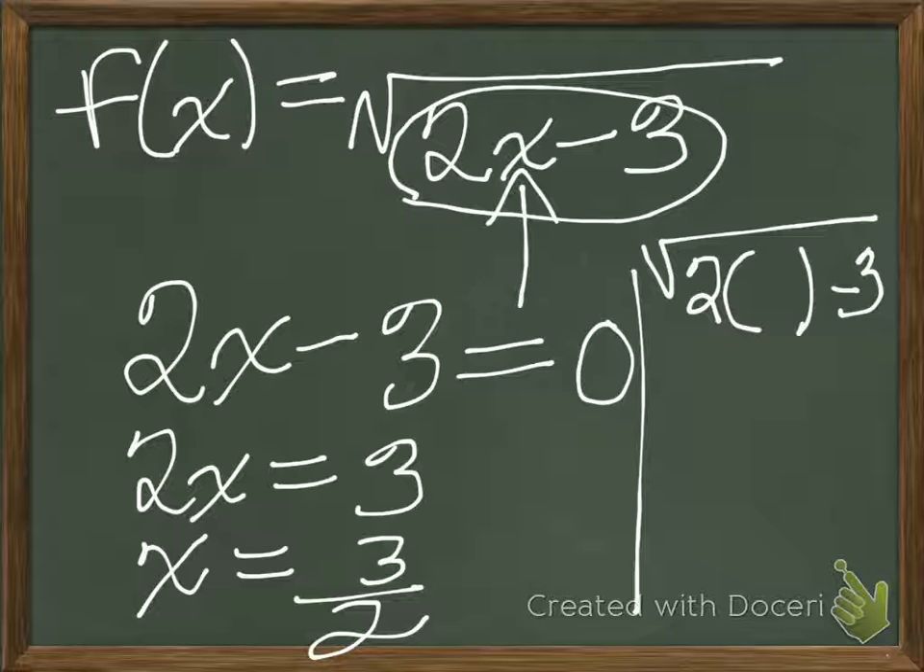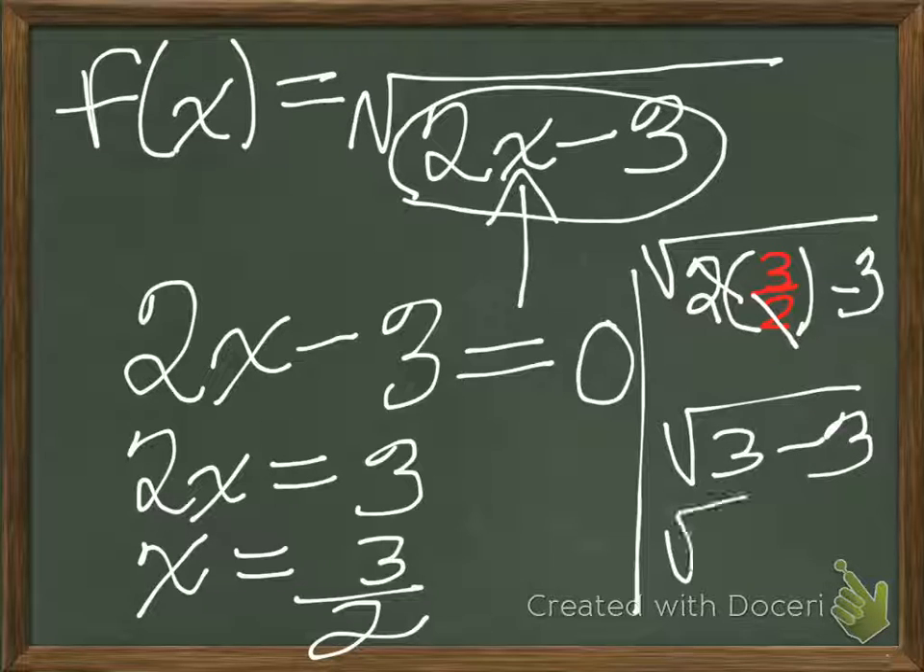So let me change colors just to emphasize this. Instead of x, I'm going to write 3 halves. And 2 times 3 halves, you can see this cancels out, and I'm left with the square root of 3 minus 3, which is 0. And the square root of 0 is 0. It's not undefined. The square root of 0 is simply 0. So at 3 halves, I get 0.